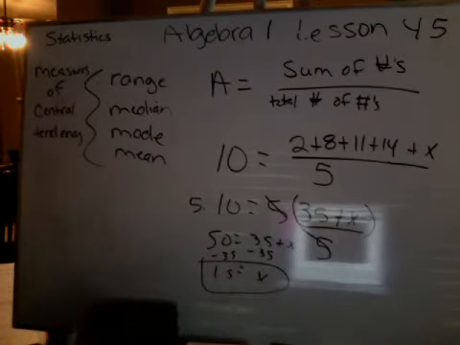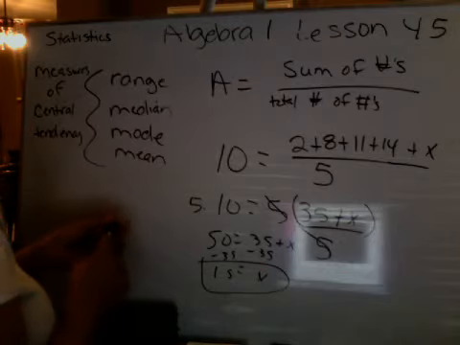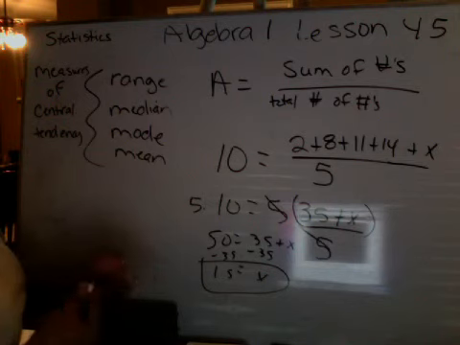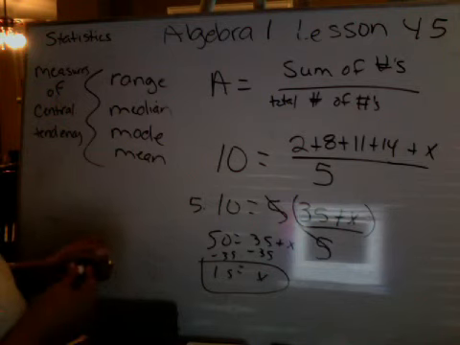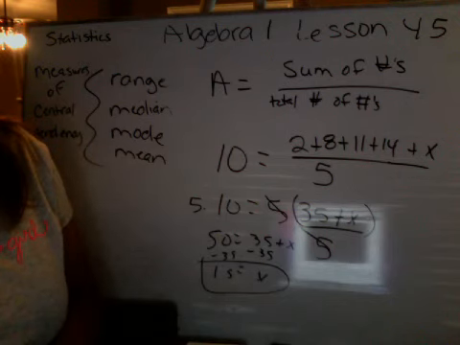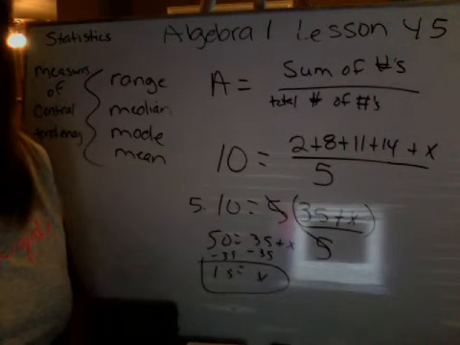Alright? Your code for this lesson is 588, the number 588, and put it on the top of homework 43. 588 on the top of homework 43.